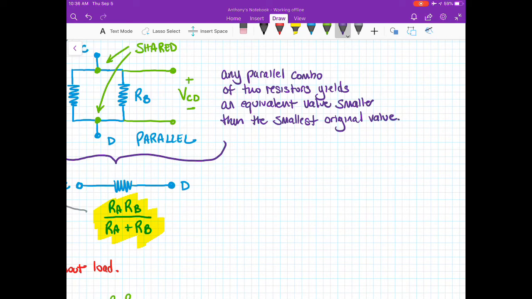What does that mean? If you have a parallel combination of 2 ohms and 1 ohm, you know the parallel combination is going to be less than 1. If you have a parallel combination of 500 ohms and 0.2 ohms, you know the parallel combination is going to be less than 0.2. Whatever the minimum resistor value is of the two, the equivalent value will always be smaller than that. Okay.